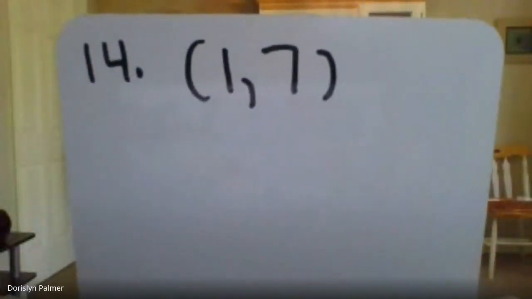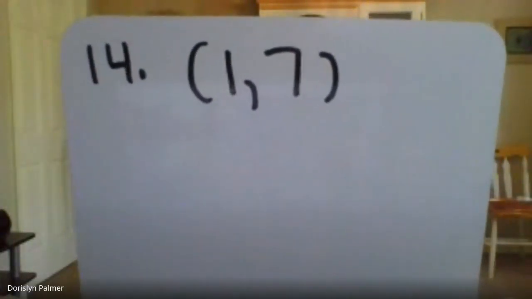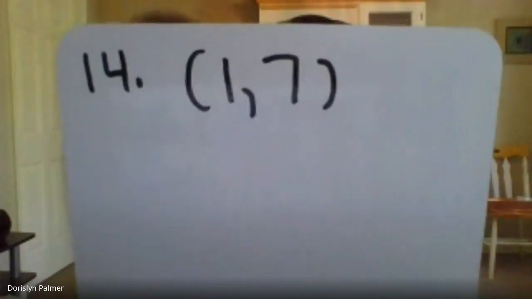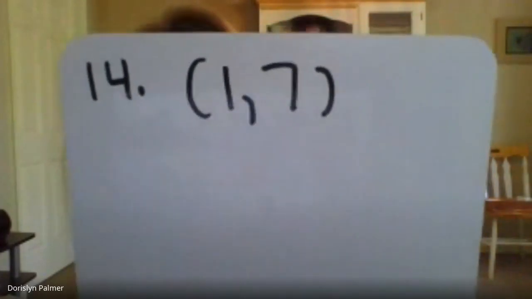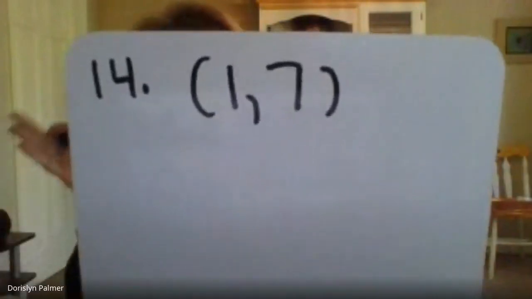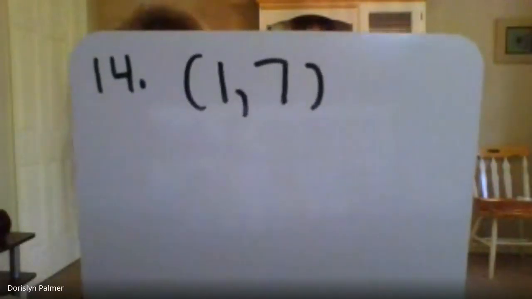7, 1. It's really close. Those are the numbers, but just flip-flop them. 1, 7. Yeah, good. Number 14 is the ordered pair 1, 7. 1 unit to the right of the y-axis and 7 units above the x-axis, okay? So to the right 1 and up 7. That's the point 1, 7.